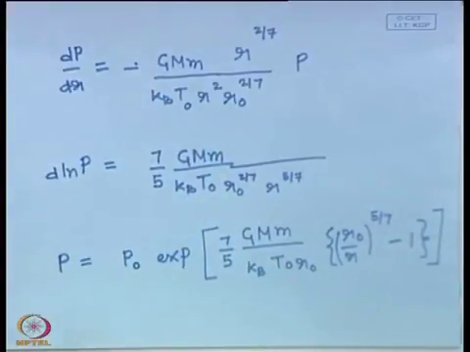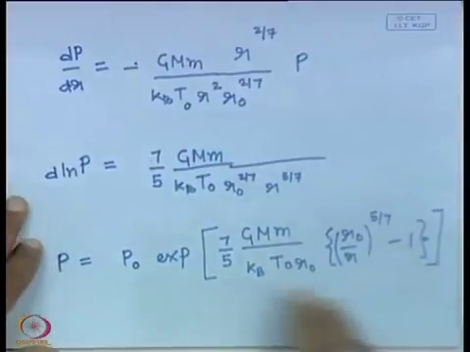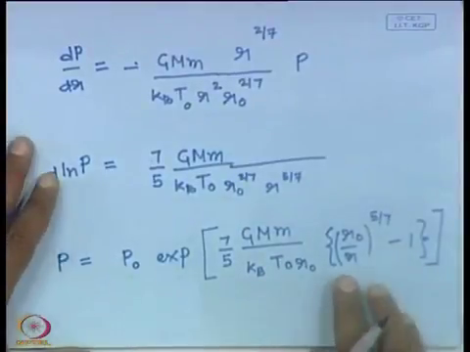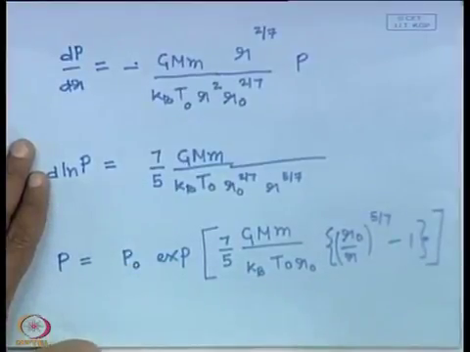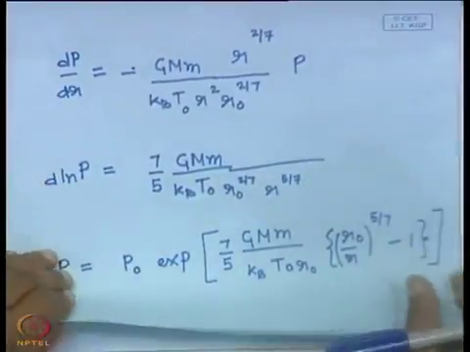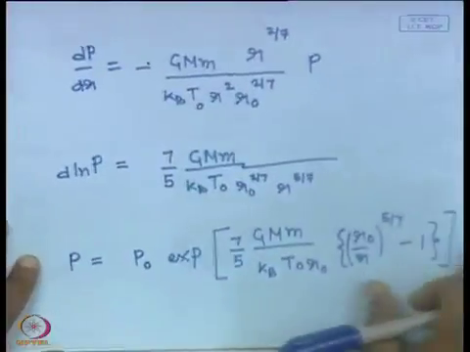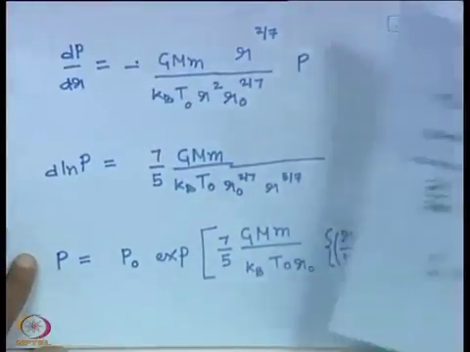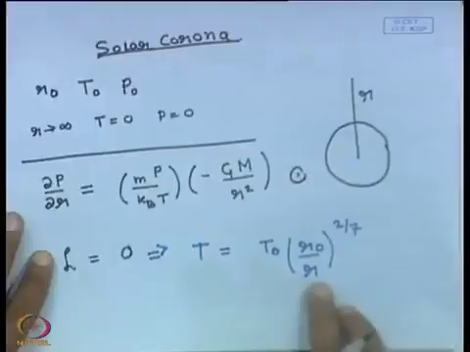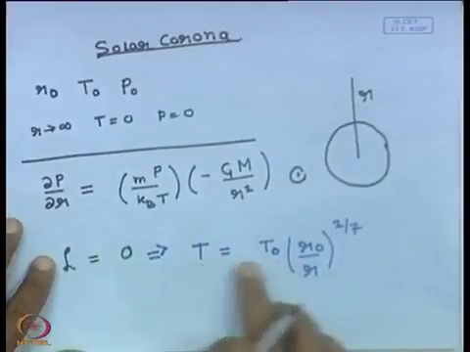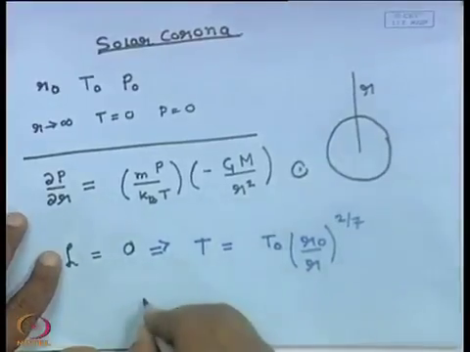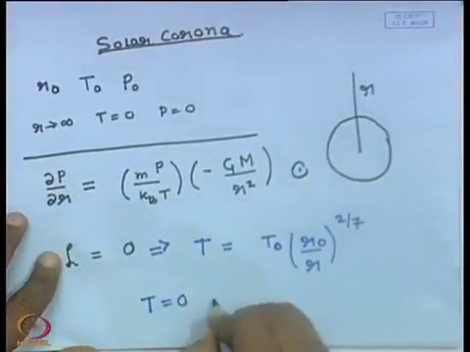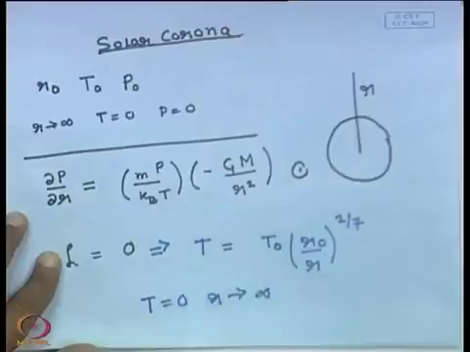Okay. Now the point to note over here is that if you put r equal to r naught, this gives me exactly P equal to P naught. Here we have imposed the boundary condition that the temperature goes to 0 as r goes to infinity. So this ensures that T goes to 0 as r tends to infinity.